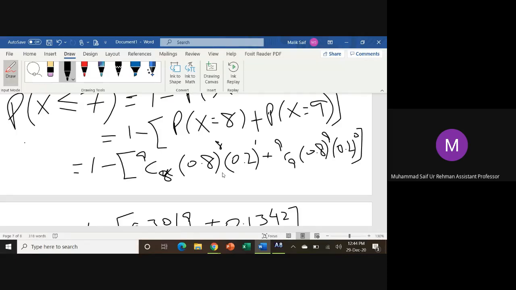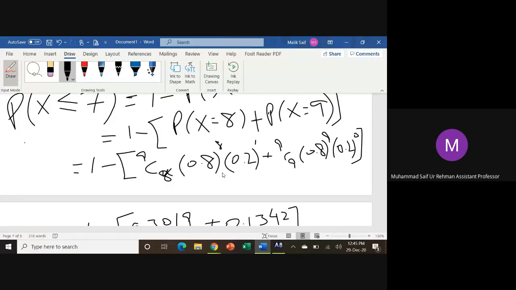9C8 is equal to 9. Multiply by 0.8 raised to the power 8. Whatever is the answer, multiply that with 0.2. So you will have 0.3019. And then you have to add this in.